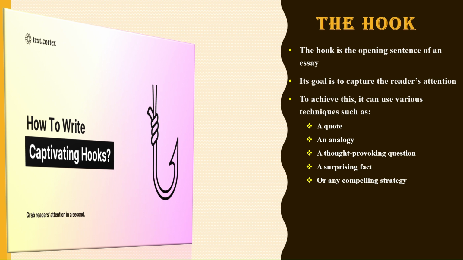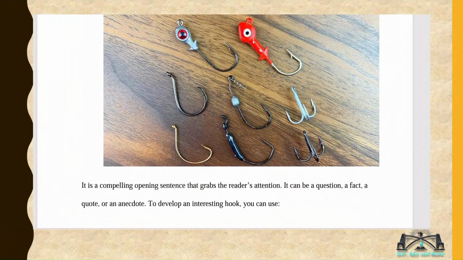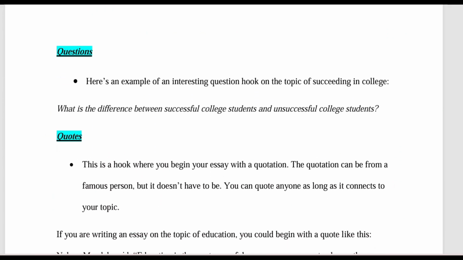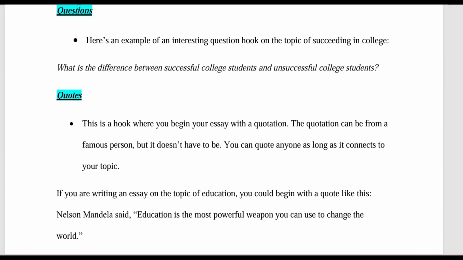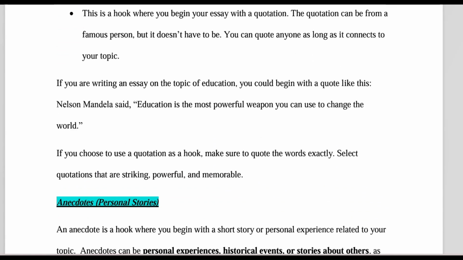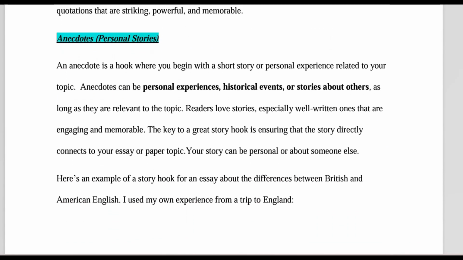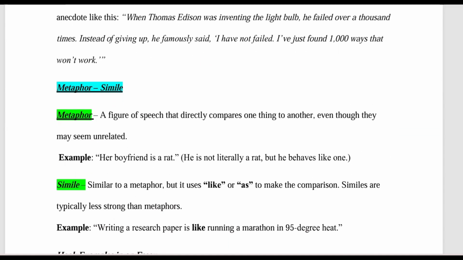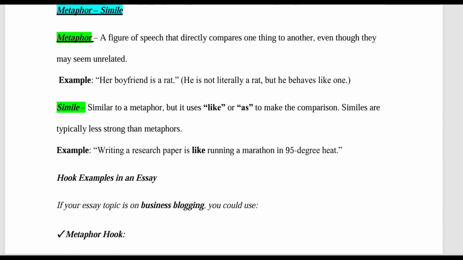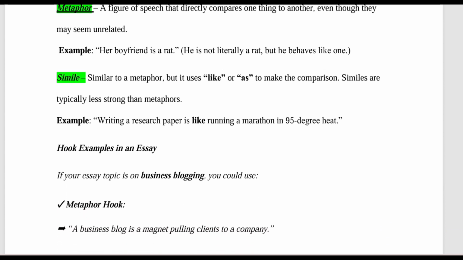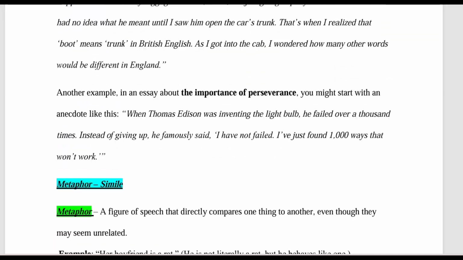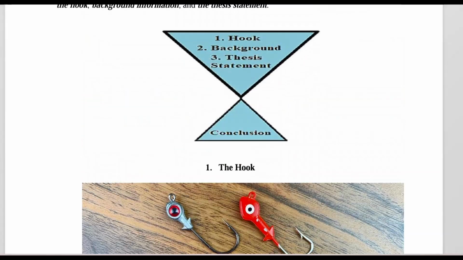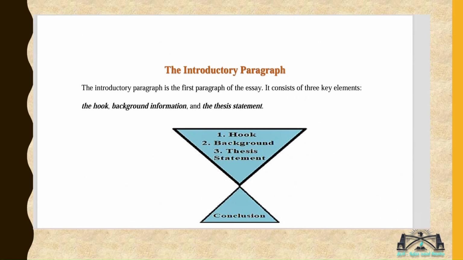Now that we have seen what a hook is and why it matters, let's briefly look at some common types of hooks you can use in your essay introductions. These include questions, thought-provoking ones, quotes from famous people or relevant sources, anecdotes, short personal or real-life stories, metaphors, and similes, which are creative comparisons. I have prepared this short PDF that explains each type in more detail with clear examples. You can find the link in the video description below, so feel free to download it and use it as a reference when writing your next introduction.